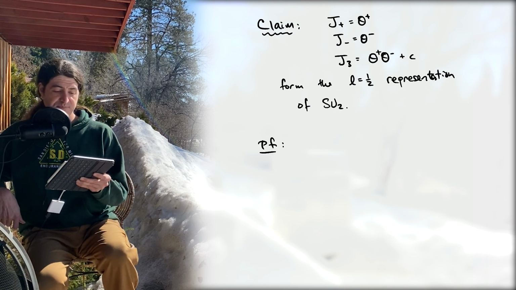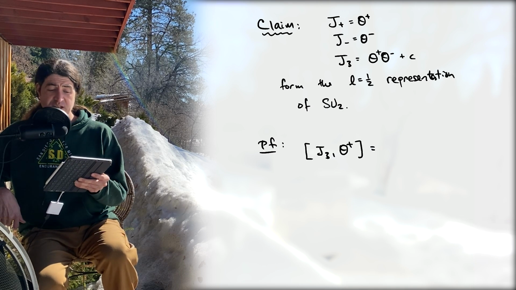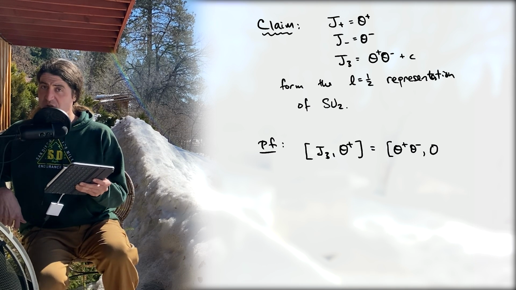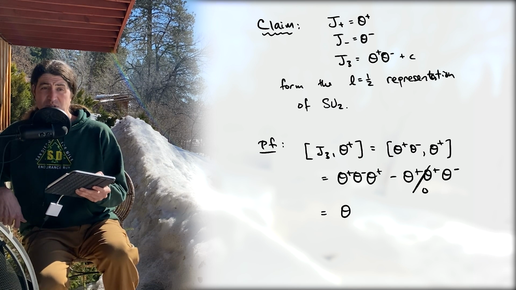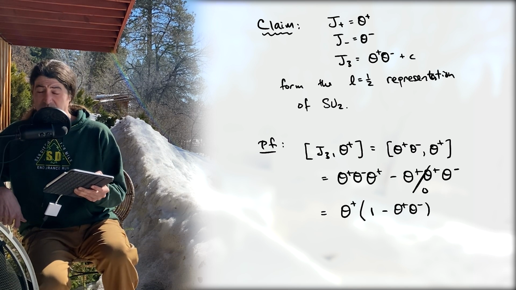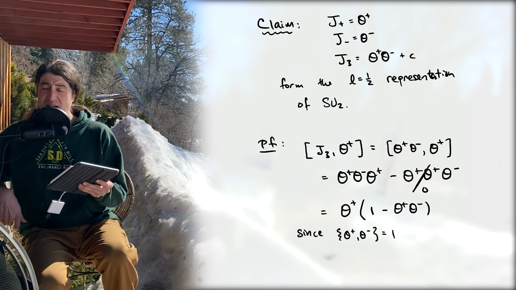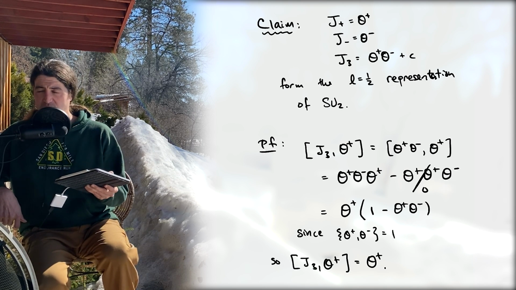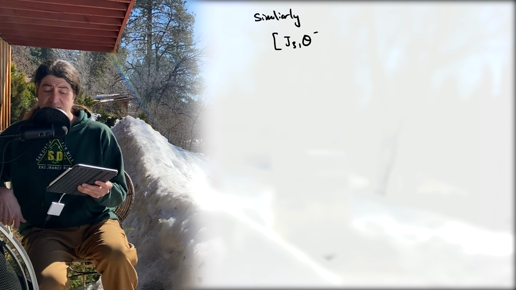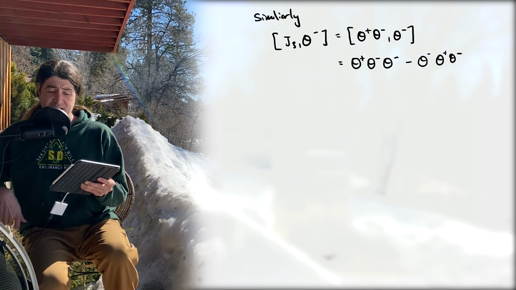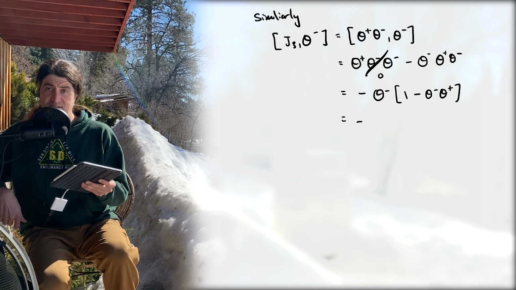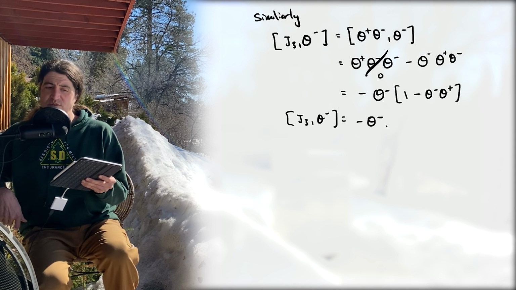So, proof. The commutator of j3 with j plus explicitly is given by the following. As you can see, theta plus anti-commutes with itself, which means that theta plus times theta plus is 0. So this algebra simplifies to just theta plus. Good, that makes sense. Let's check j minus. So j minus is theta minus. Once again, theta minus times theta minus vanishes, and so we're left with minus theta minus. Good, so far the roots are doing great.